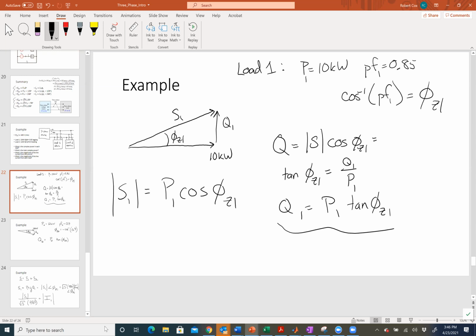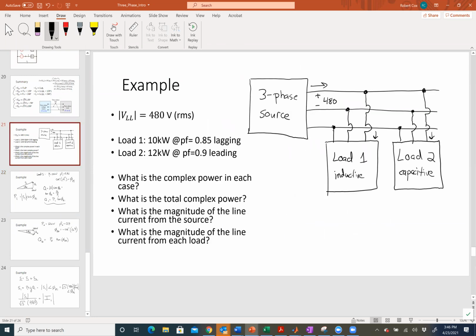Sorry, I wrote that wrong again. P1 is equal to the magnitude of S1 times cosine of phi Z1, right? And then, to answer the rest of these questions, if I want to do load 2, what would I do? I do the same thing, but with different magnitudes. And then if I wanted to do it for the current coming out of the source, what would I do differently?